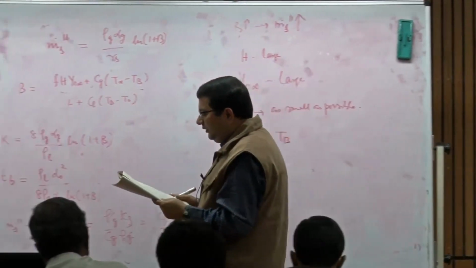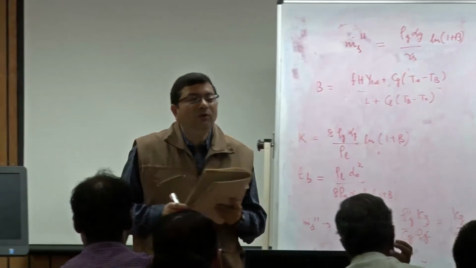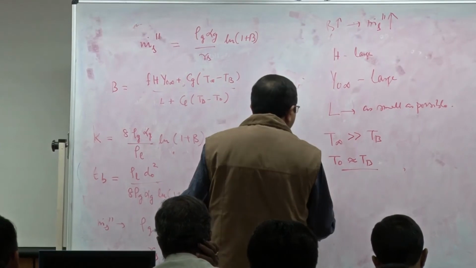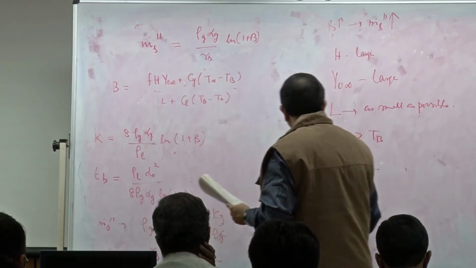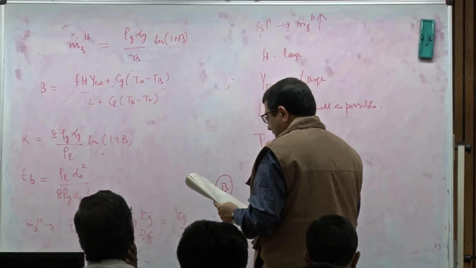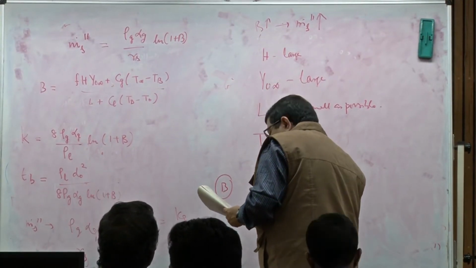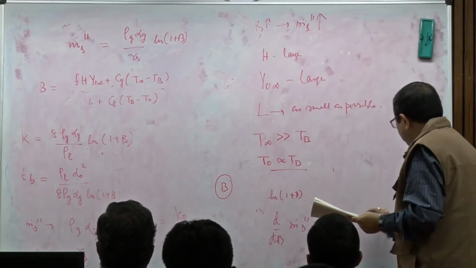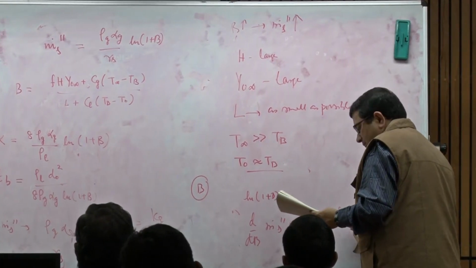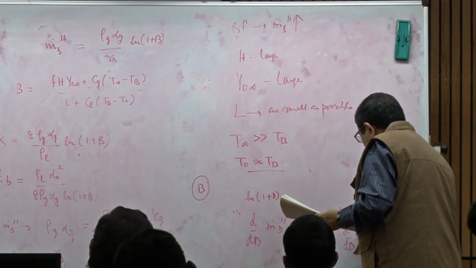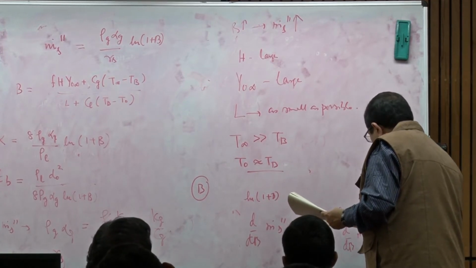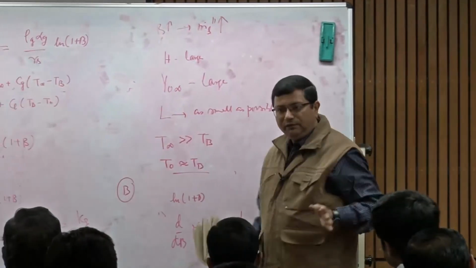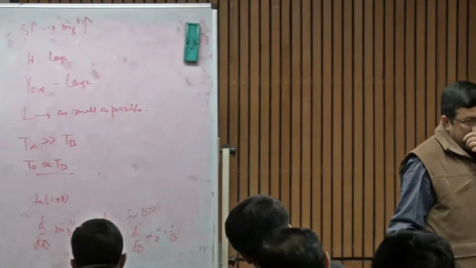Now, wide variation in B would lead to only small changes in m dot s. This is another important thing. The dependence on B is logarithmic, 1 plus B. So, a very large variation in B will bring a fairly small change in m dot s.